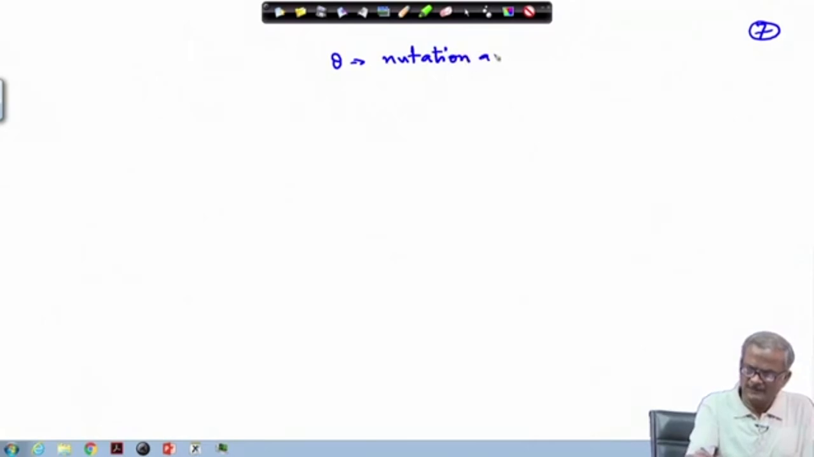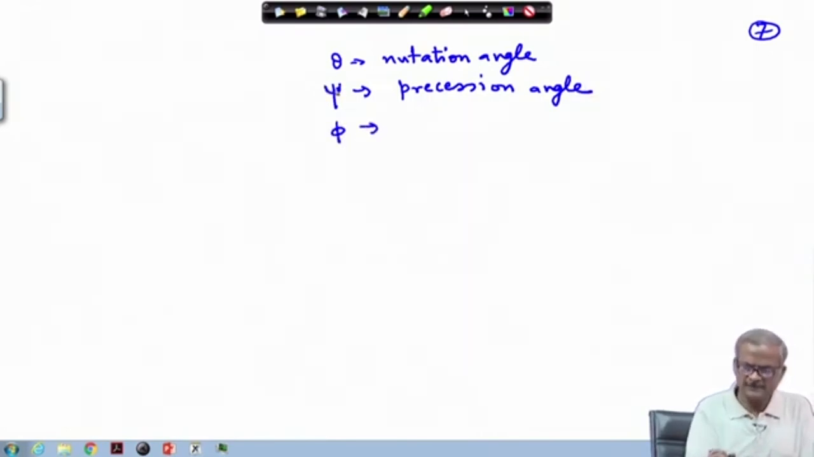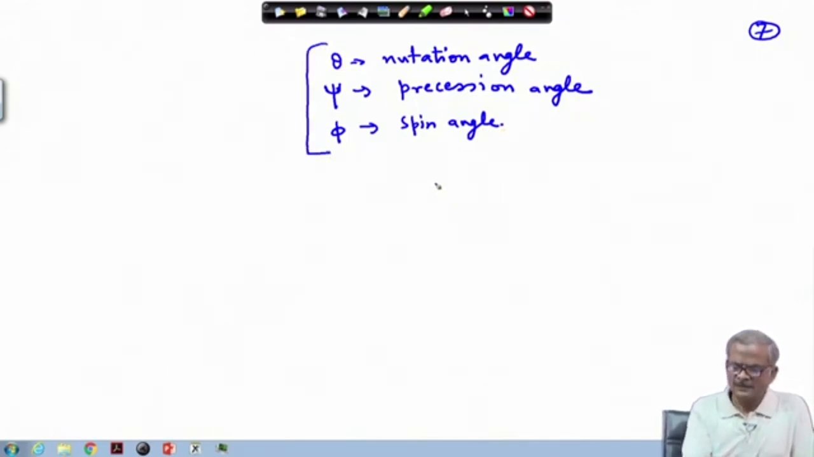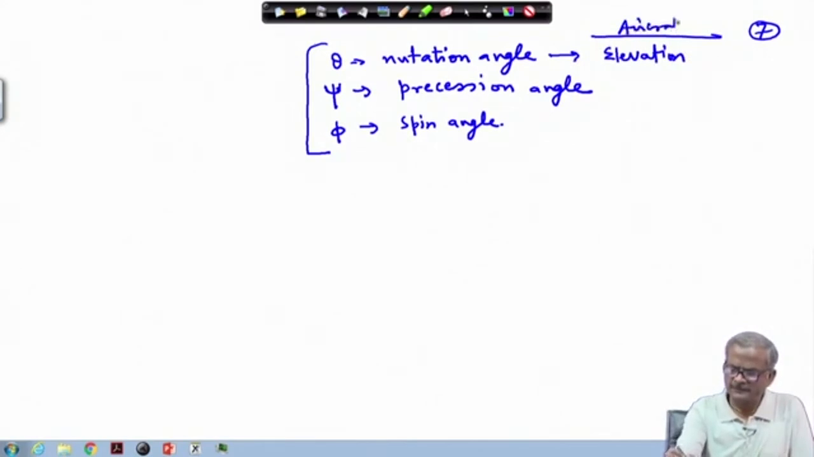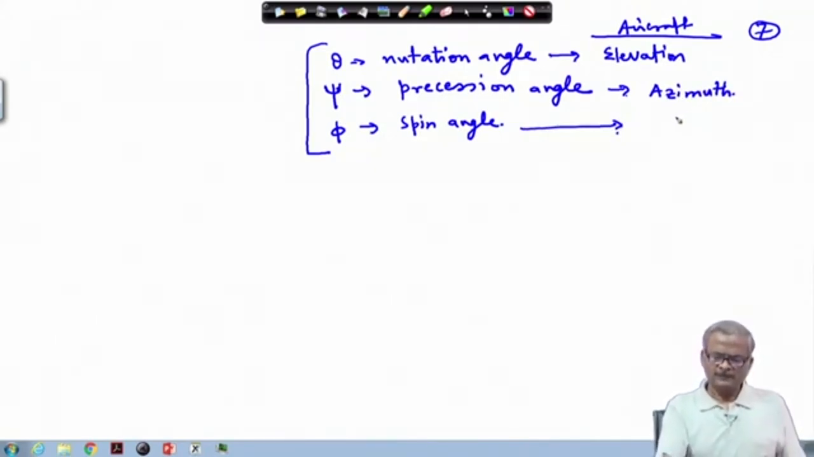This theta is called the nutation angle. Psi is called the precession angle, not psi dot, and phi is called the spin angle. In the case of the aircraft, the same thing is called the elevation angle. This is for aircraft. Instead of the precession angle we write the azimuth, and this is spin instead of phi. Elevation, azimuth, and then elevation, and this we can call the bank angle.